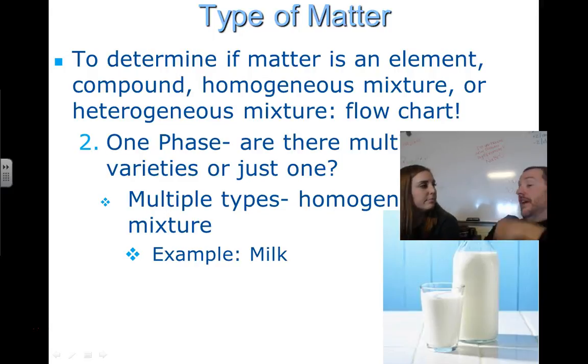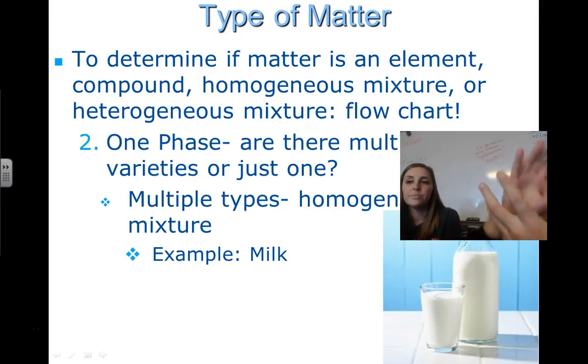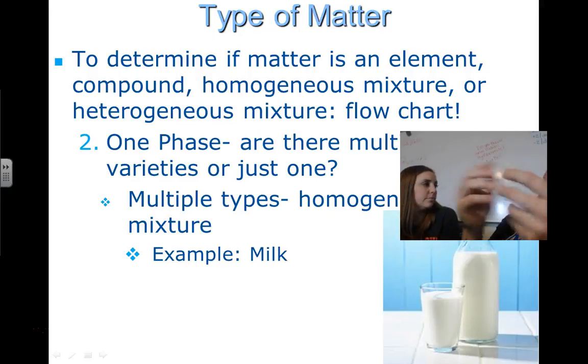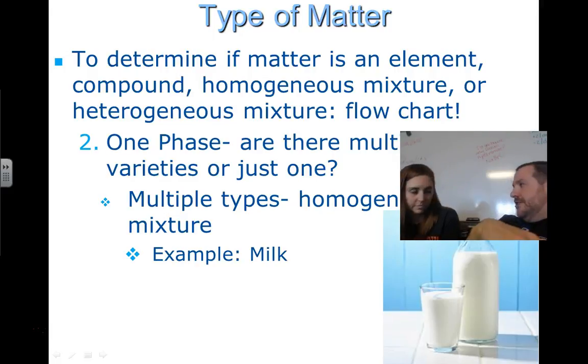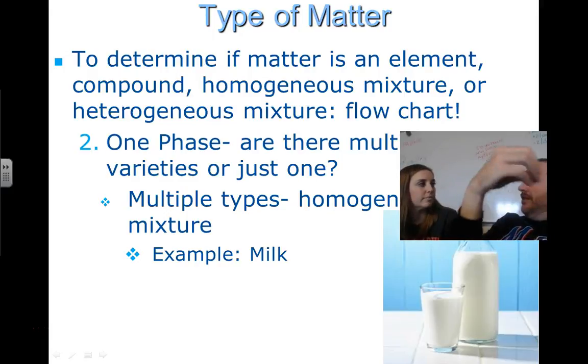And I will say that in my experience, it's always hard to tell the difference between a homogeneous mixture and a compound. The elements are tough or easy because they're on the periodic table. They're more straightforward. Just 118. And then if it's chunky and has different parts to it that you can see, that's a heterogeneous mixture. But it's always the homogeneous versus the compounds.